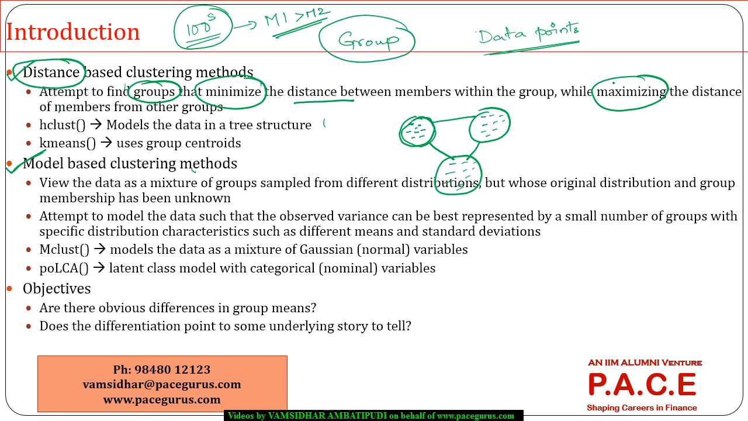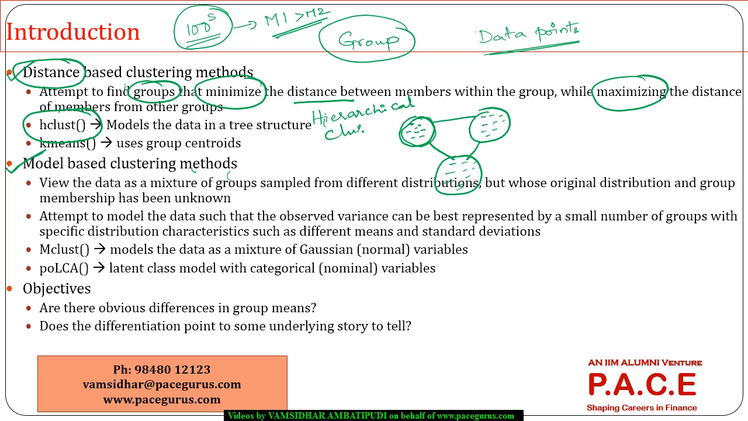I want to minimize the distance between the various members within the group, and at the same time I want to maximize the distance between the members which are present in the other groups. So keeping that as the base, different kinds of algorithms have been designed. And one very commonly popular algorithm is called hierarchical clustering, which is otherwise called H-cluster.